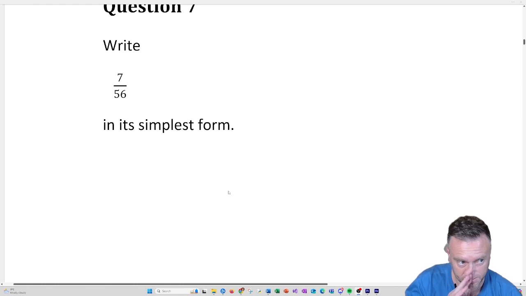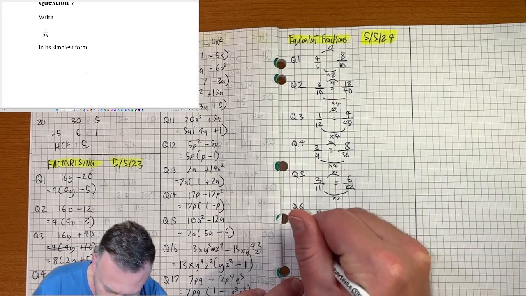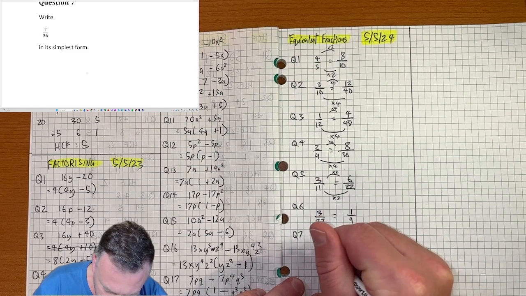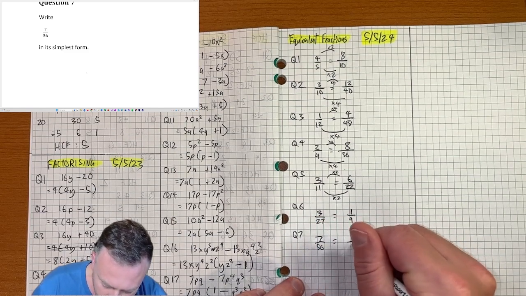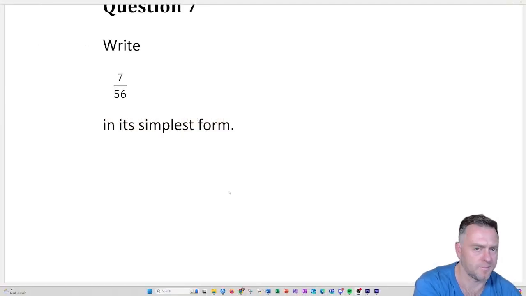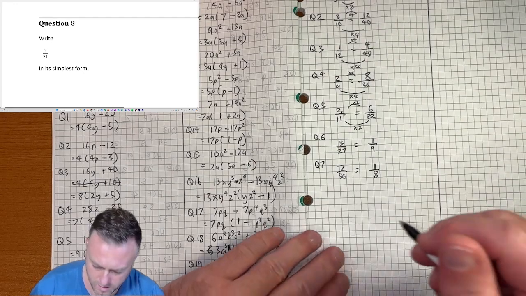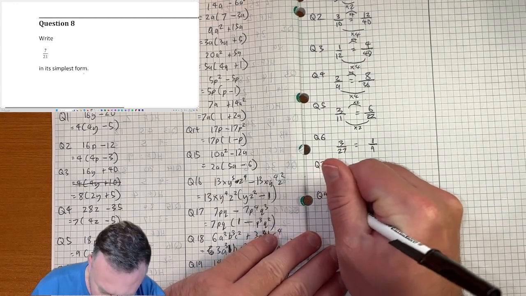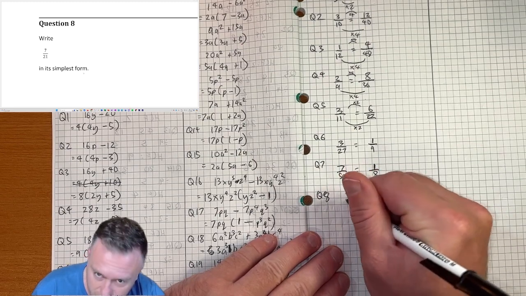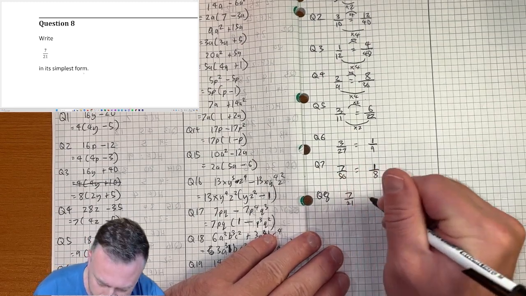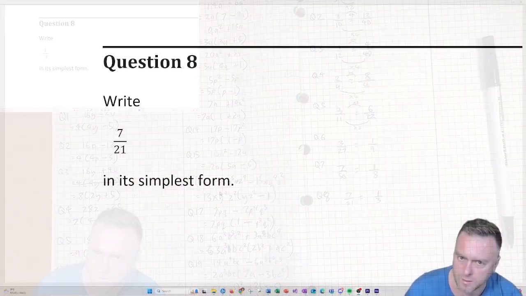7/56. So there's question 7. 7/56. We can divide both by 7. So we get 1/8. Question 8. 7/21. Divide both by 7, so we get 1/3.